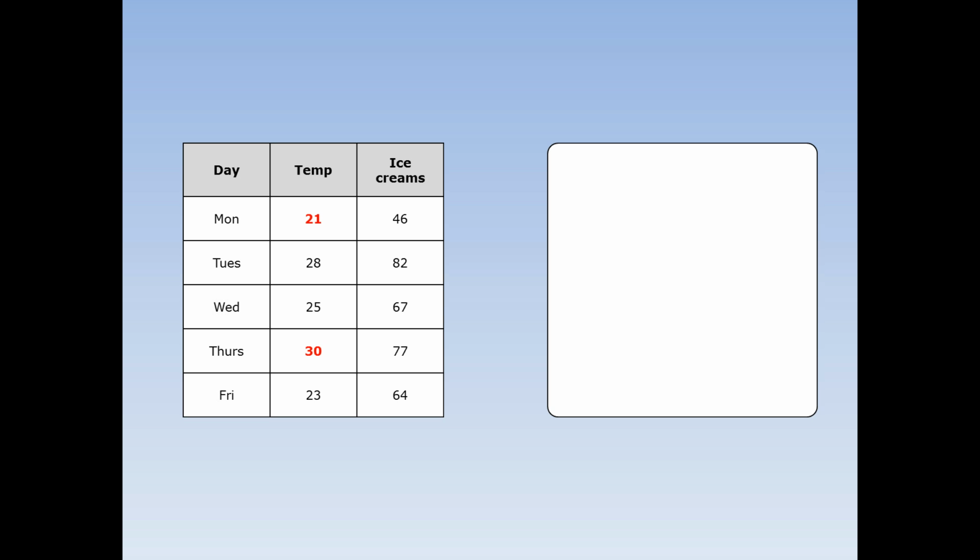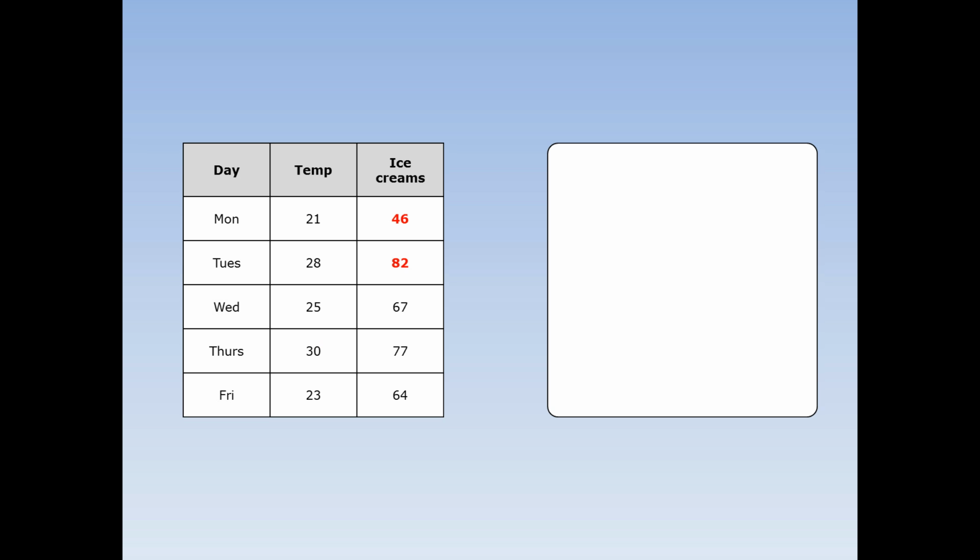The smallest temperature for this week is 21 and the highest temperature is 30. So I'm not going to start at 0, I'm going to start at 20 and go all the way up to 30. And my scale will be 1 box equals 1 degree centigrade.